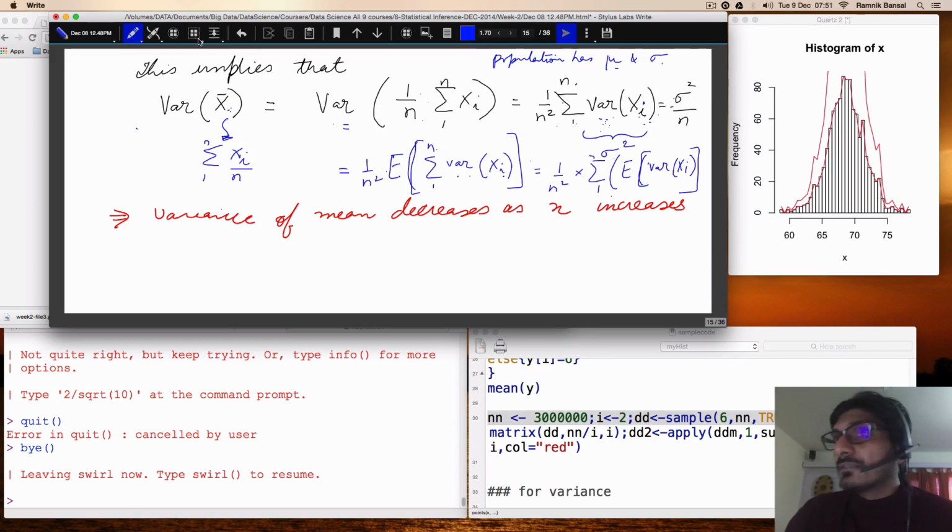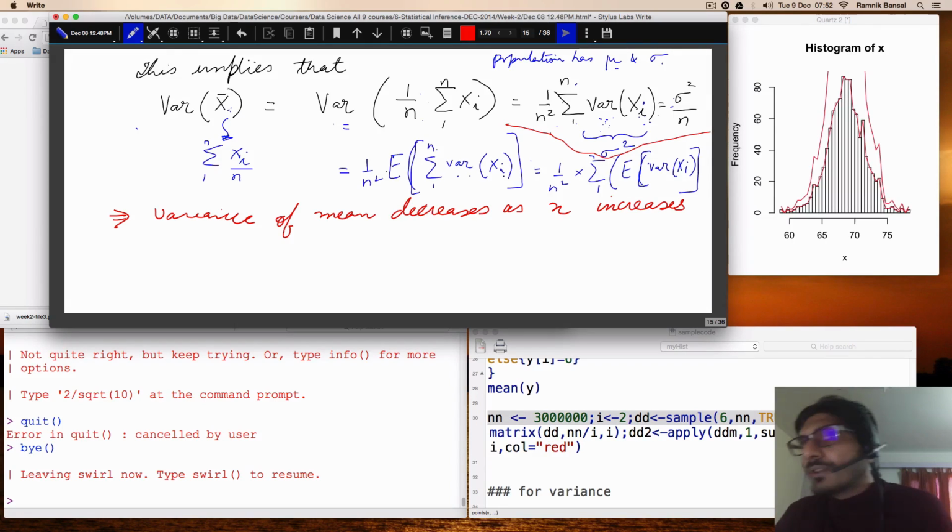Let me use a different color to indicate separation between the two. Let's draw a line here to separate the two areas.